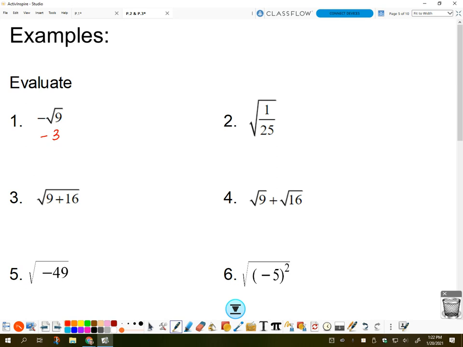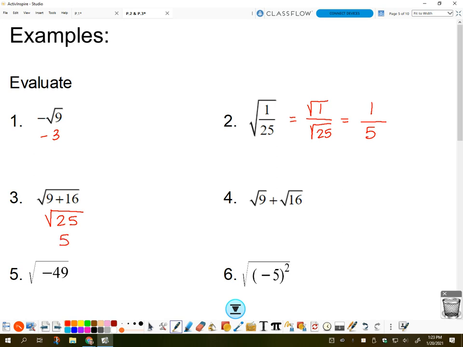All right, number 2, we can't divide 1 over 25, but if we use the idea that I can take the square root of the top and then take the square root of the bottom, then we can simplify because the square root of 1 is 1 and the square root of 25 is 5. All right, so here, the square root acts like grouping symbols. So order of operations says I'm going to have to add first. So this is the square root of 25. And the square root of 25 is 5.